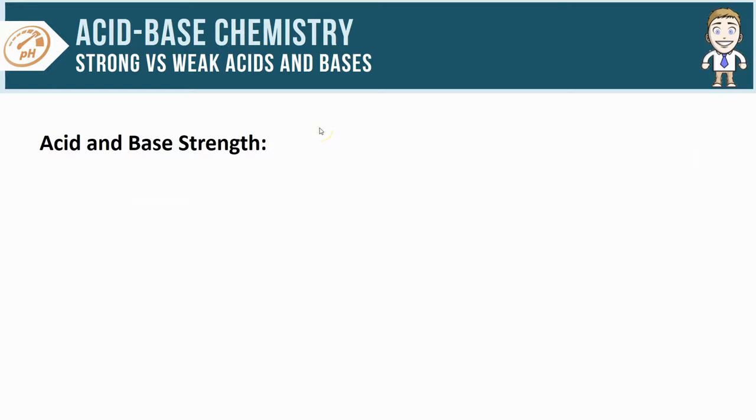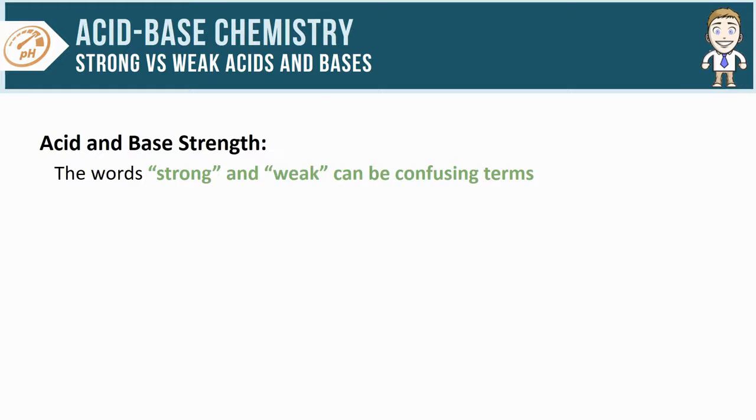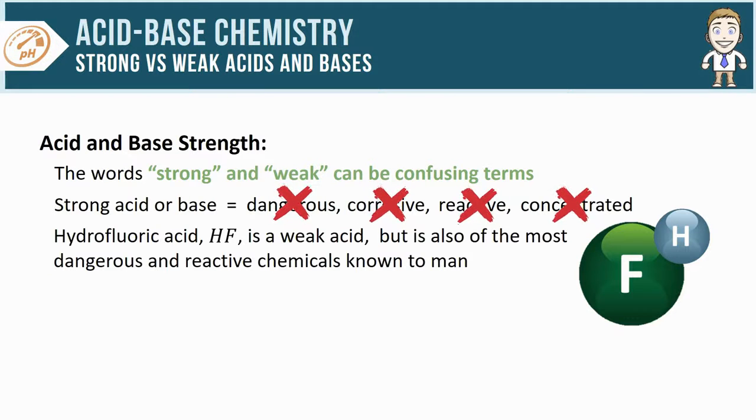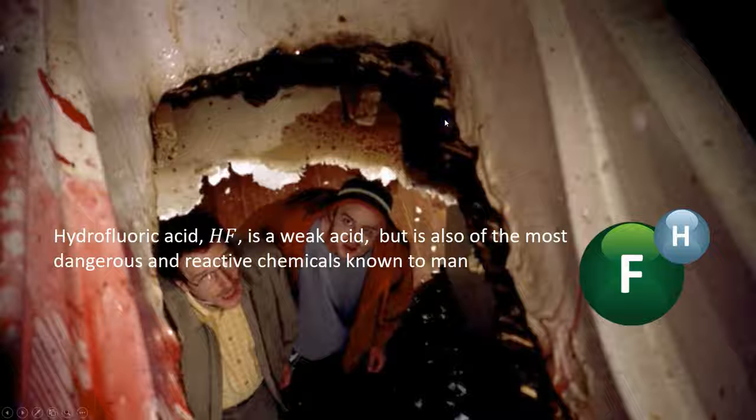The first thing to clear up is that the word strength, or strong versus weak, is actually a confusing term when you hear it. If you were talking about a strong acid or strong base, the word strong kind of makes you think that that's going to be an acid that is dangerous or corrosive, reactive, or maybe even more concentrated, and it just doesn't mean any of those things at all. A good example of this is hydrofluoric acid, termed a weak acid, and yet it's one of the most dangerous and reactive chemicals known to man.